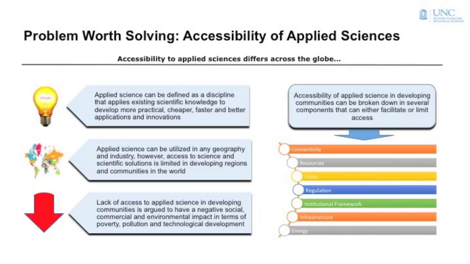We see developed countries reaping most of the benefits out of the latest innovations, and developing countries lagging seriously behind. The lack of access to applied science is seen to have a negative social, commercial, and environmental impact, and fundamental problems such as poverty and pollution can only get worse without timely remediation. To tackle the problem of accessibility, we have identified several components that can facilitate or limit access.